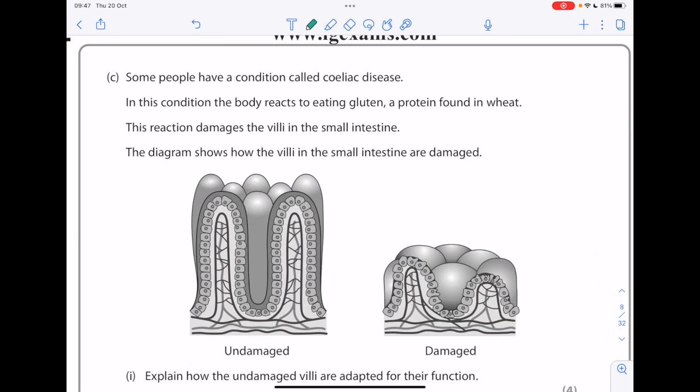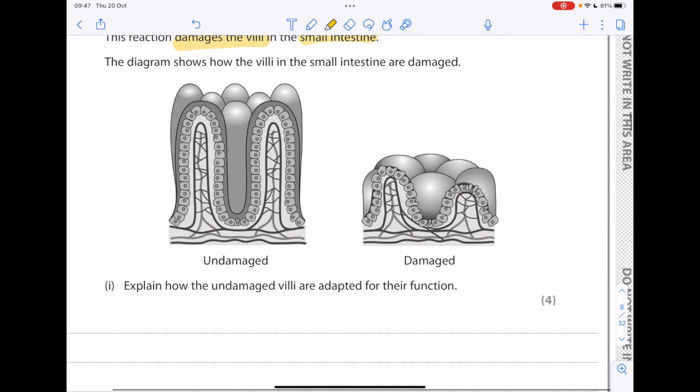Some people have a condition called celiac disease. In this condition, the body reacts to eating gluten, a protein found in wheat. This reaction damages the villi in the small intestine. The diagram shows how the villi in the small intestine are damaged. Explain how the undamaged villi are adapted for their function. So let's zoom in on this. What can we see? Well, these finger-like projections will increase the surface area.